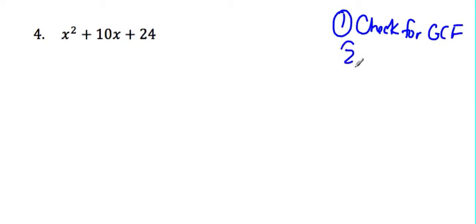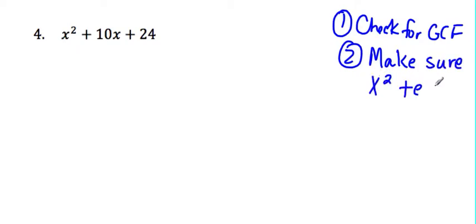And then the second thing we're going to do is make sure that the x squared term is positive. Okay, so the first thing you do is make sure nothing will pull out. So if I have the numbers 1, 10, and 24, there's not a number that goes into all of those except 1, which will not change anything.